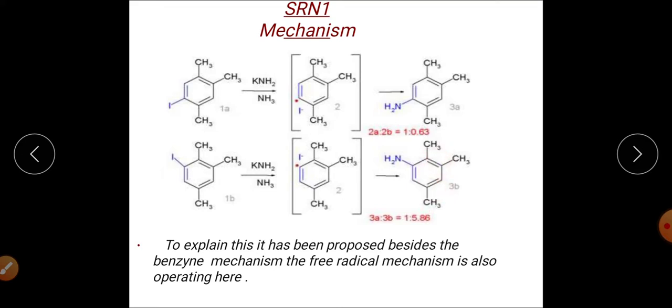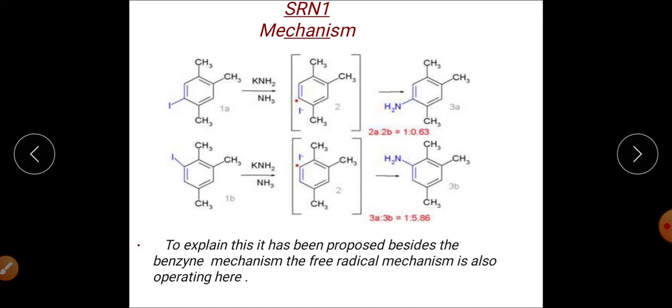product. When the same reaction was carried out by taking a different substrate, and that substrate was 6-iodo, right? 6-iodo was now taken, and at that time again you are getting these two products, but the ratio of these two products was now different, right? And the ratio of this particular reaction came out to be 5.9 to 1.